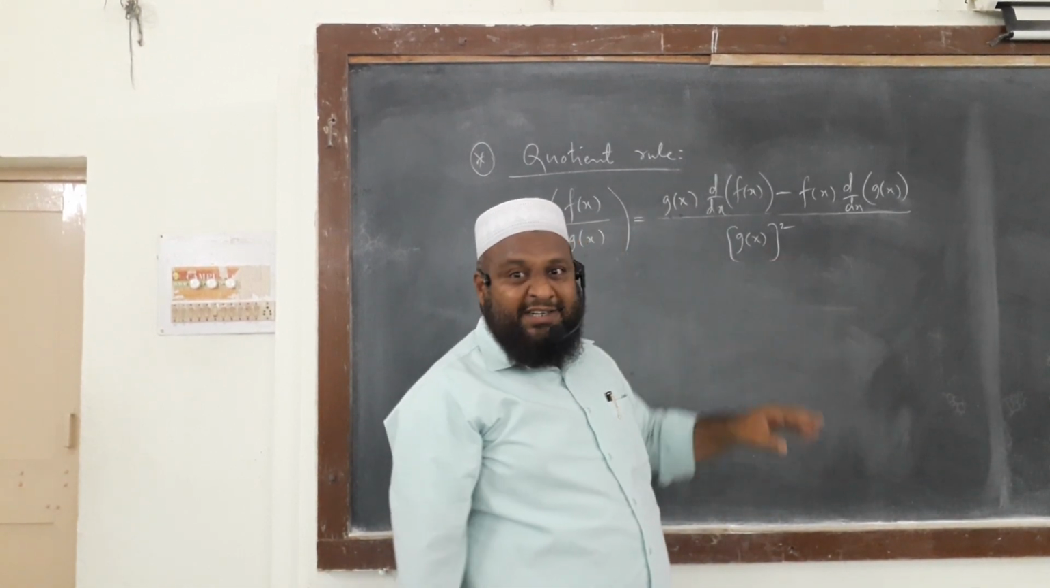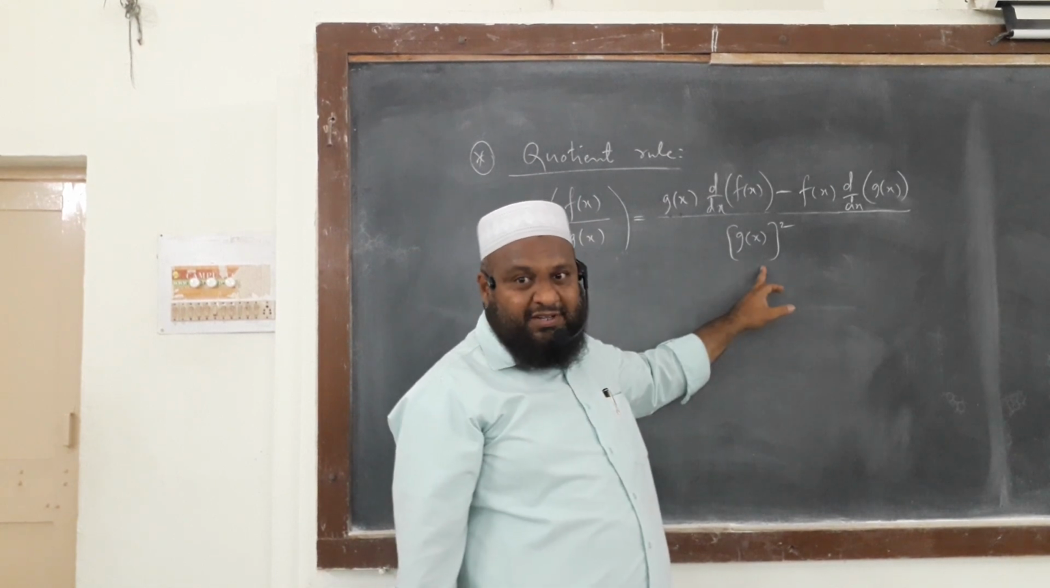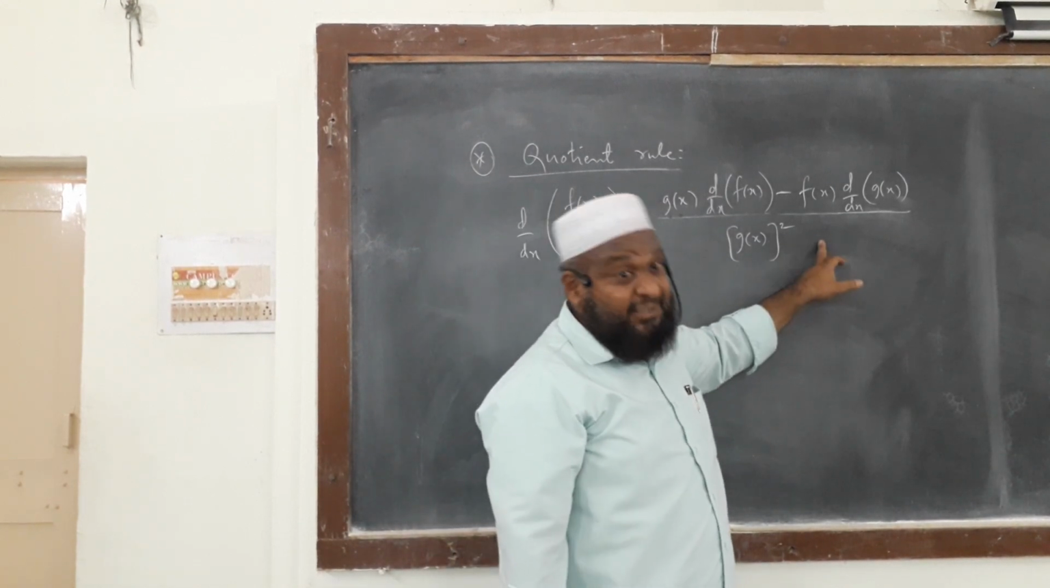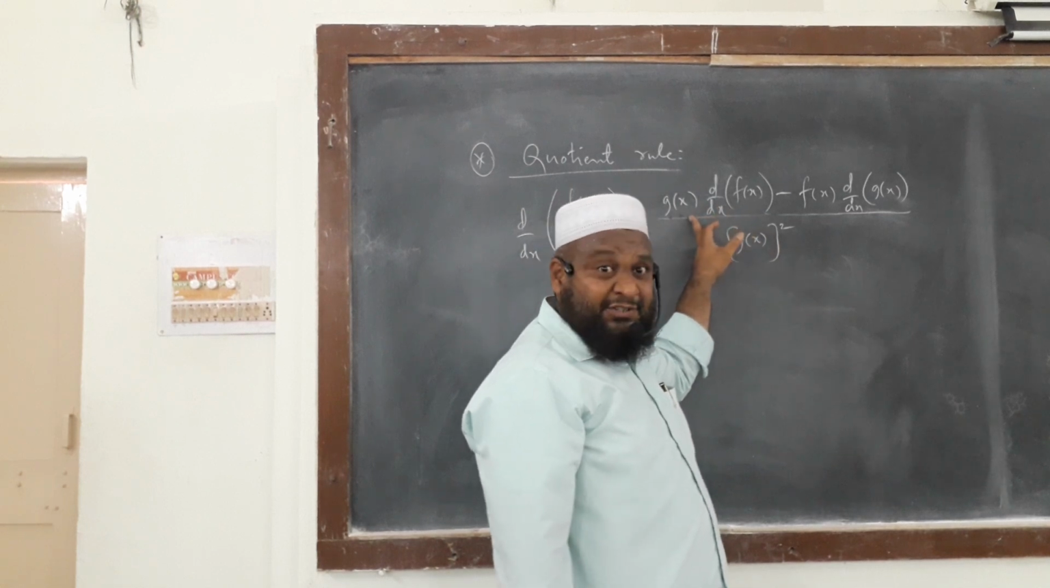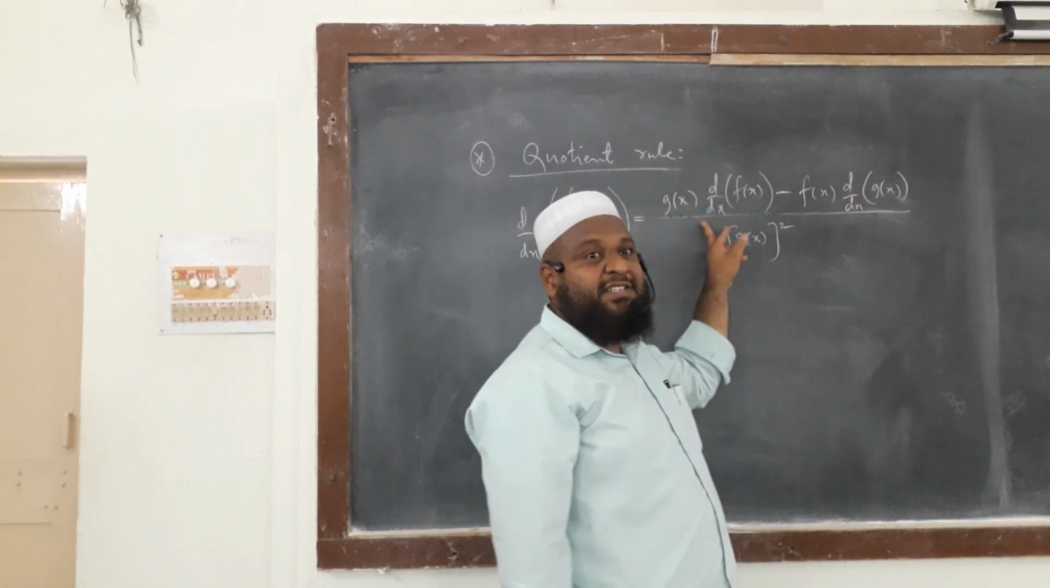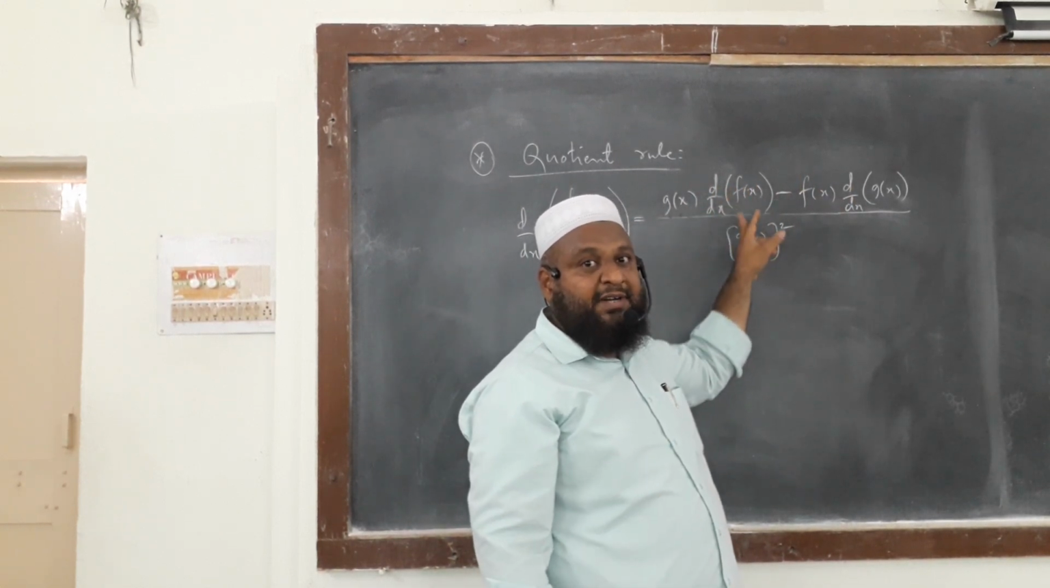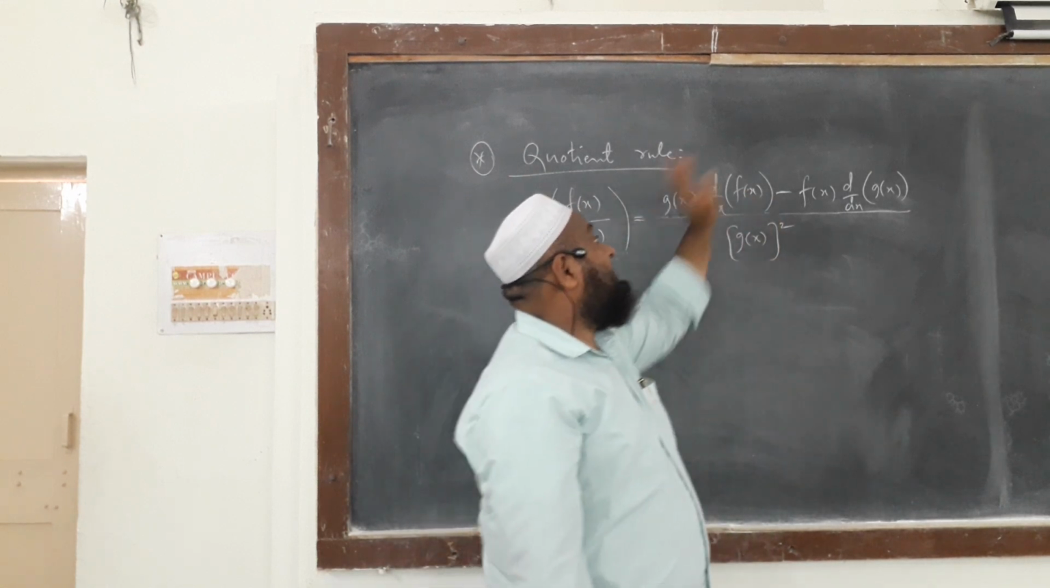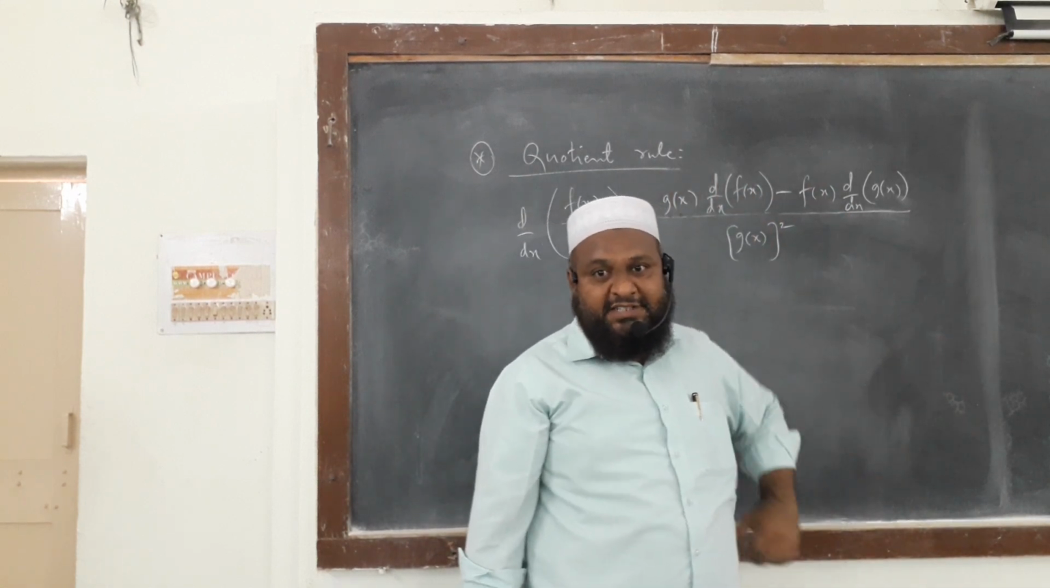And how to continue the denominator? This is in the denominator, so write it in the denominator. You write the square for this one, then continue that g of x. Then once you write g of x here, there is no confusion. D by dx of f of x will appear. The other one will appear here with a difference in between.